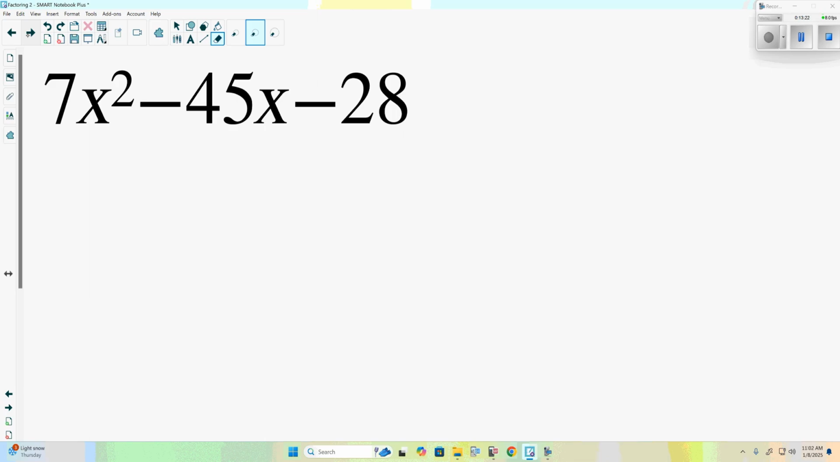Let's look at this one here. Is there a greatest common factor between these three terms? The 7, yes, because 7 and 28 do have a common factor of 7, but not 45. Yeah. 7 times 6 would be, yeah, 7 times 6 is 42. And 7 times 7 is 49.